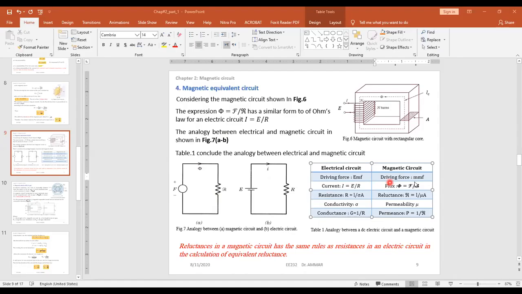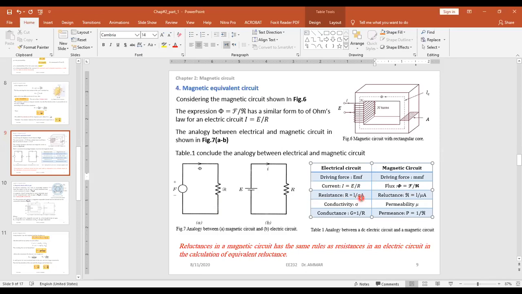Here the driving force is the voltage, EMF. Here the driving force is the MMF F, which equals Ni. The current I equals, of course, Ohm's law, V over R or E over R. Here the flux equals F over R, reluctance. This is the value of the resistance.